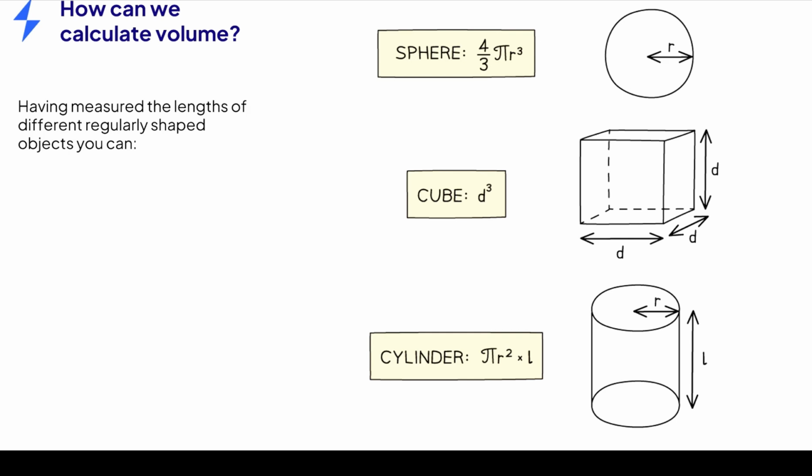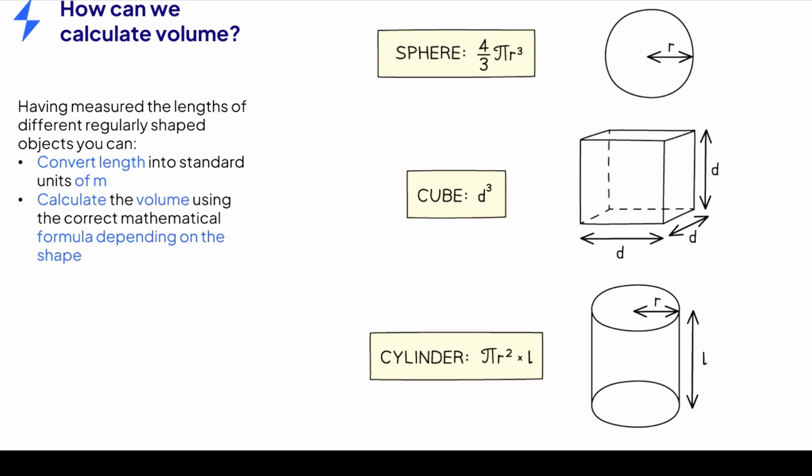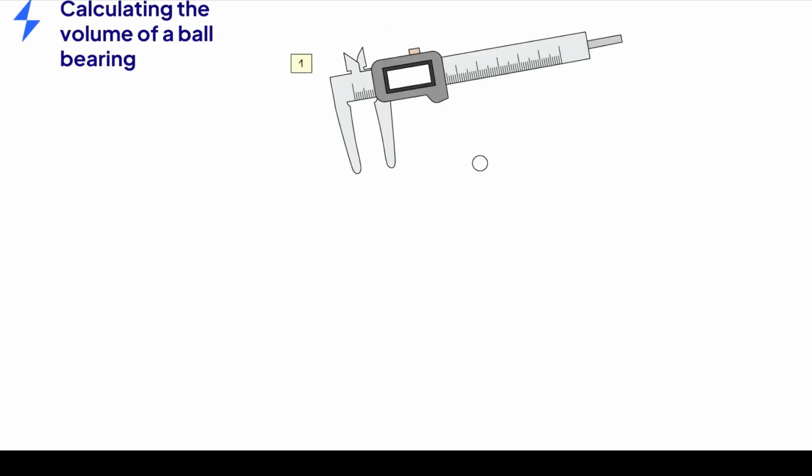Once you have the correct measurements for the dimensions of an object, you can convert into the standard units of meters. Remember the basic mathematical formulae for volumes of regular shapes from your maths course. For example, the volume of a cylinder is equal to pi times the radius squared times the length. In this example, we will calculate the volume of the ball bearing.